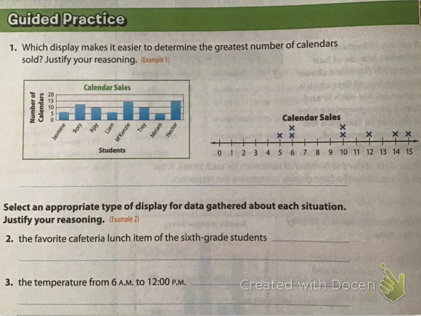Which display makes it easier to determine the greatest number of calendars sold, okay? So which one tells me the greatest number of calendars sold? So in our first one, we've got our names. Jasmine, she sold 6. Rory sold 11. AJ sold 10. Liam sold 6. Mackenzie sold 14. Trey sold 10. Miriam sold 5. And Hector, good on you, sold 15.